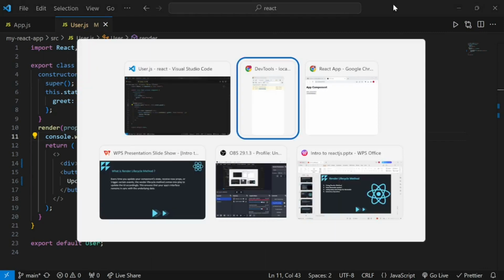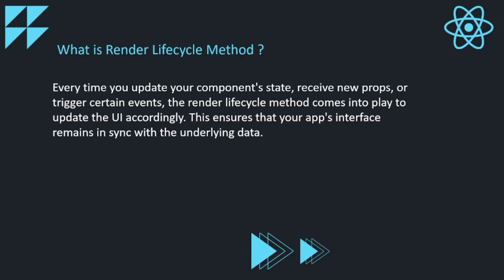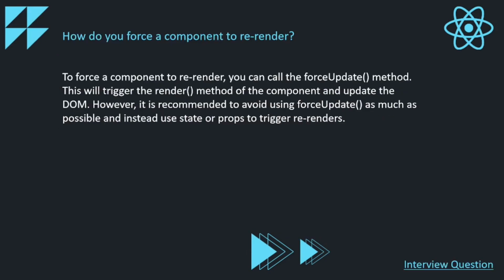Now it is time for us to look at the interview question for today. This interview question is a very basic one. The question is, how do you force a component to re-render? We know that re-rendering only occurs when there is a change in state value or prop value or some event values. In that case only the re-rendering occurs. But if we want to force a component to re-render, what can we do?